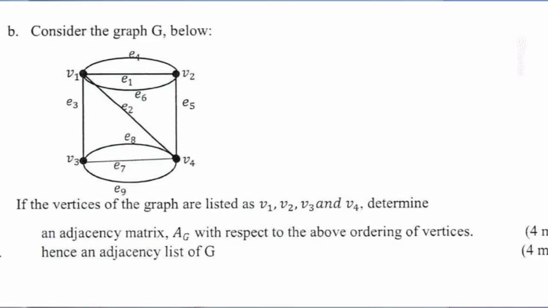Consider the graph below. If the vertices of the graph are listed as V1, V2, V3, and V4, determine an adjacency matrix with respect to the above ordering of vertices and an adjacency list of G. So let's draw the matrix with the vertices as the rows and columns.